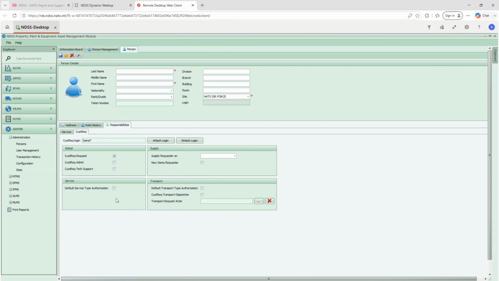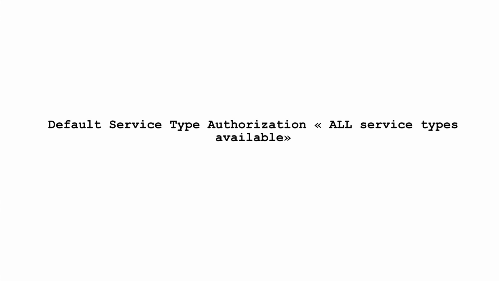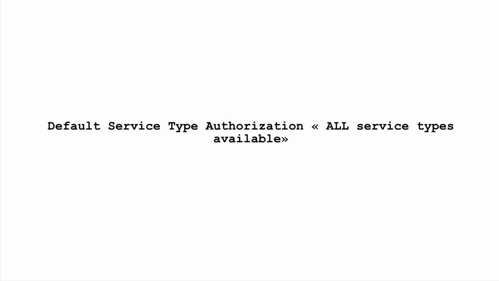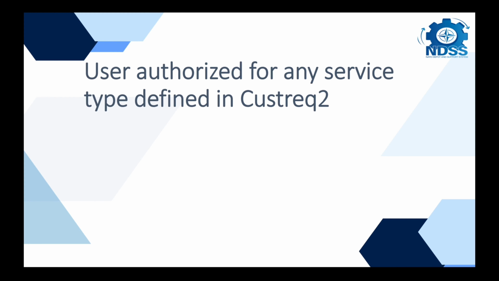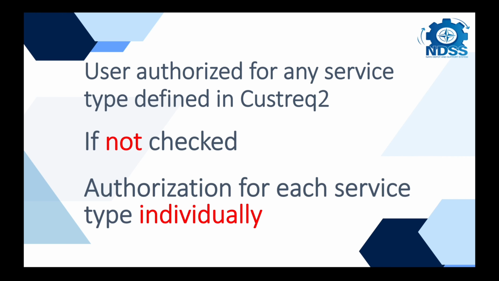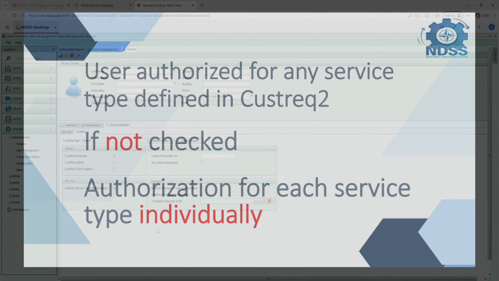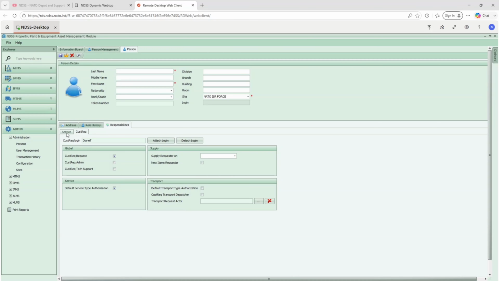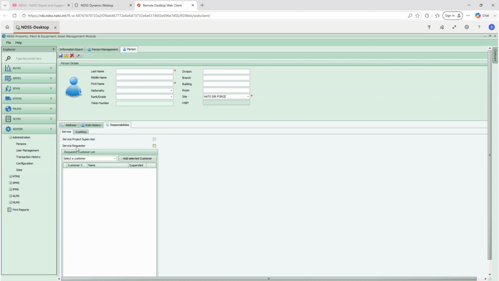The second tab that interests us is for services. First of all, default service type authorization. This is all the service types that are available to the user by default. In other words, the user will be authorized to request any service type which is defined in CustReq. If this parameter is not set, authorization will have to be set for each service type individually. Additional information under the Service tab needs to be completed.